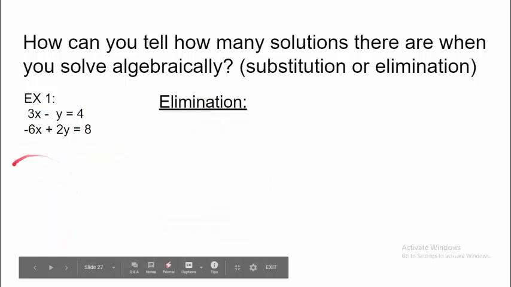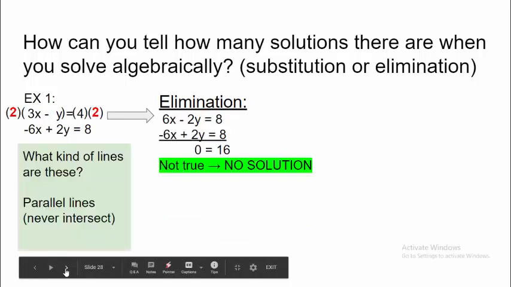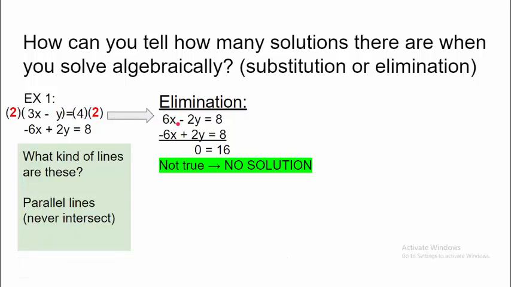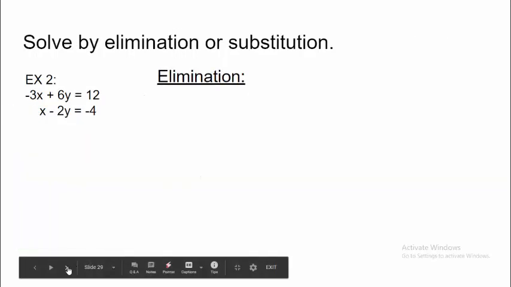Okay, let's do the same system, but we're going to do it with elimination, just to see how it is similar and different. I took this top equation, and I multiplied both sides by 2. And so then I canceled out. Well, it turns out both the x's and the y's canceled out. I got 0 equals 16. Certainly that's not true. So again, I see this as no solution. I've got parallel lines.